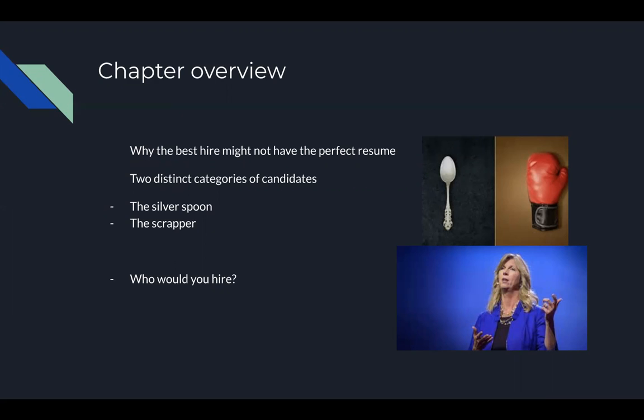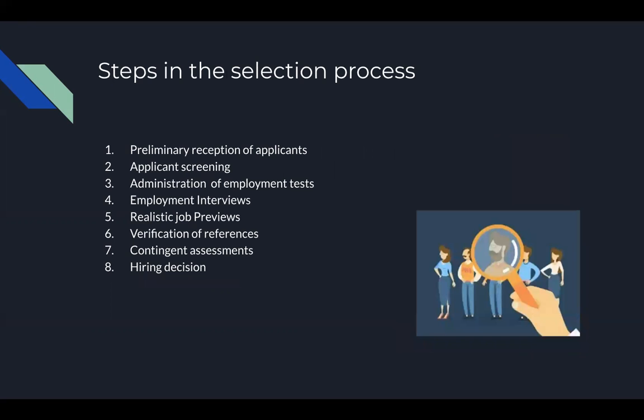Then you have the scrapper who tends to job hop, probably went to public schools, usually did a bunch of odd jobs, and it's someone who had to fight tremendously to get to the same point where the silver spoon would be. So the question leading to that is, who would you hire? That's what Regina would ask.